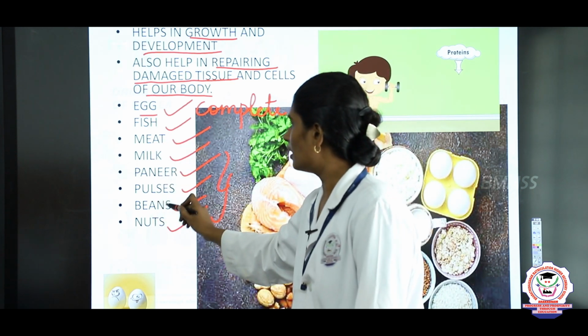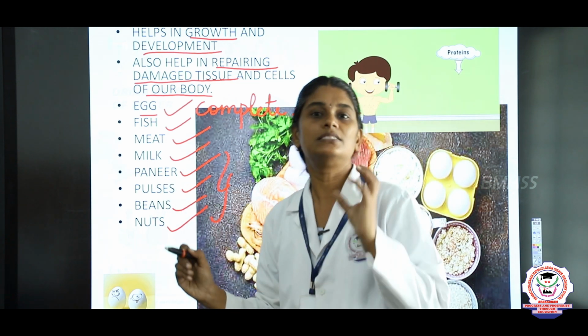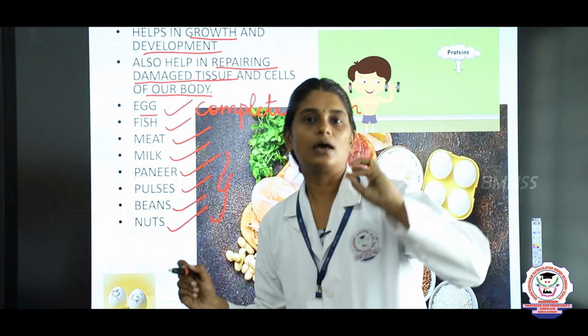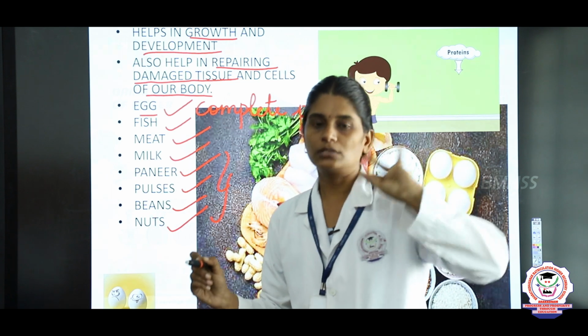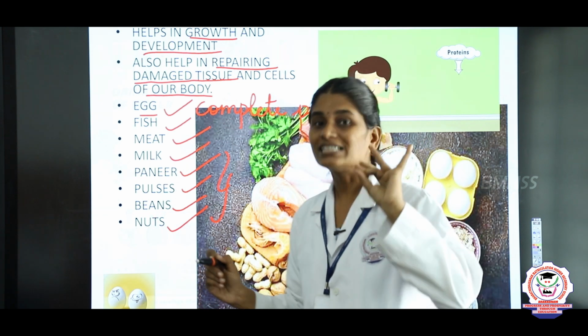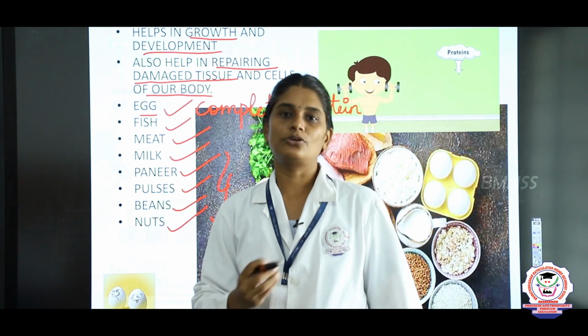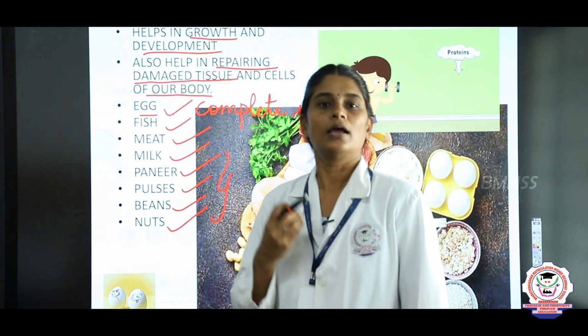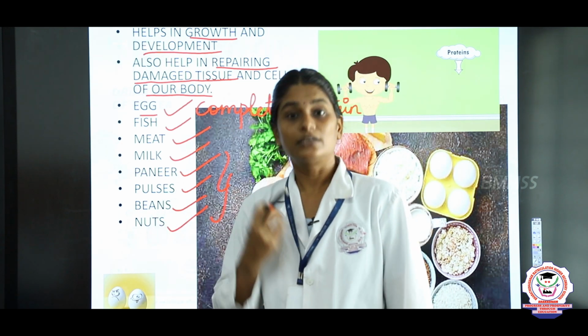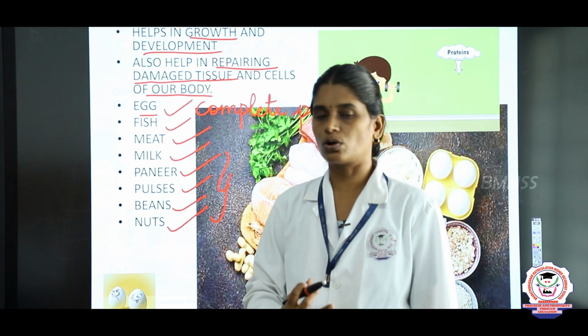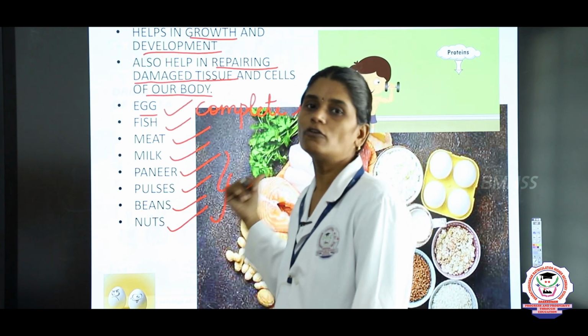Beans, pulses means dals, like your chana dal, moong dal, green gram dal. These dals or grams are rich in protein. And also nuts, like your almonds, that is badam, and then pista and groundnuts. These nuts are also rich in high amount of protein.